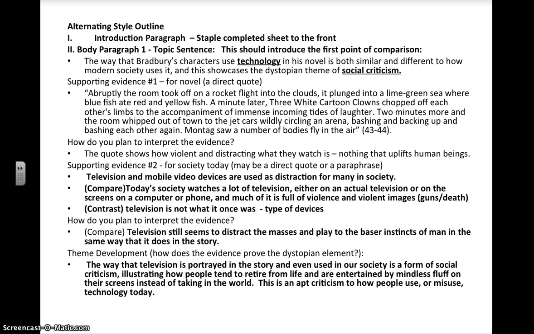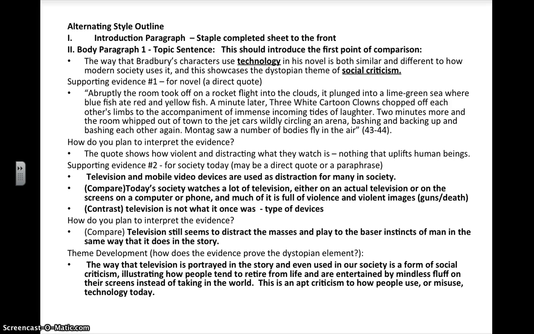I said the way that television is portrayed in the story and even used in our society is a form of social criticism. And again, when I put it in my paper, I'll get rid of that first person, but this is an outline, so it doesn't necessarily have to be said exactly how you're going to say it in the paper. Illustrating how people tend to retire from life and are entertained by mindless fluff on their screens instead of taking in the world. This is an apt criticism of how people use or misuse technology today.